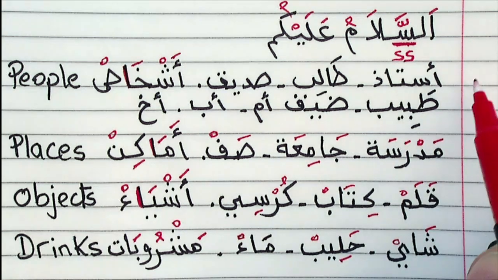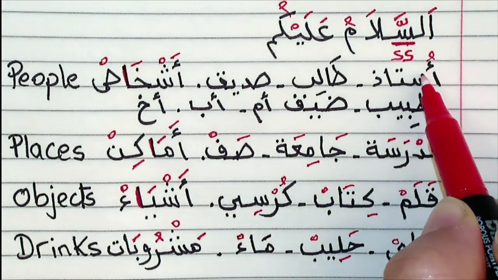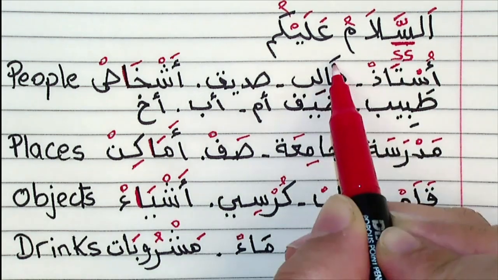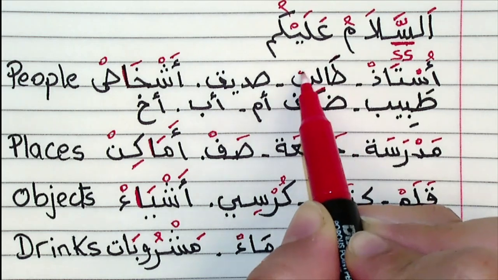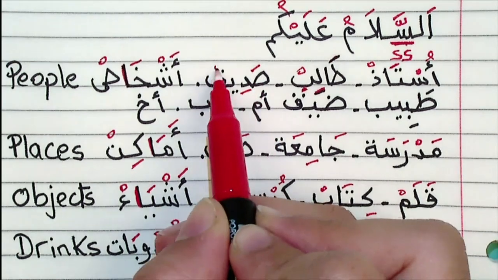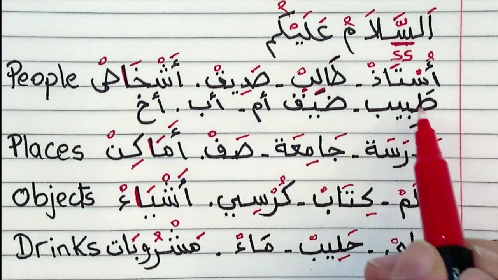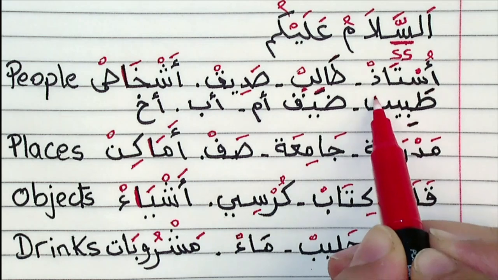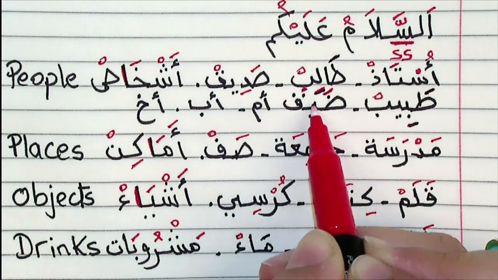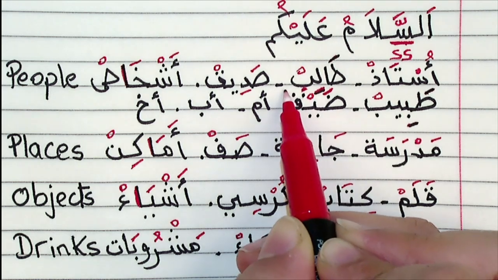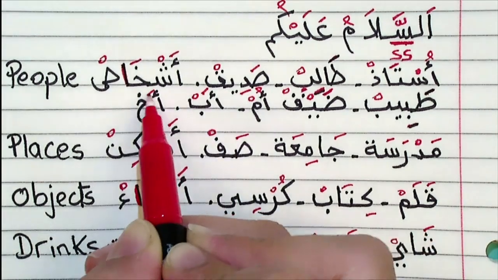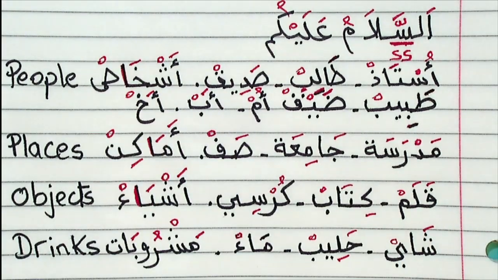So let me do the short vowels on these ones. We have ustad, talib, sadiq, and then tabib, daif. Is a fatha for daif. Ab and akh.